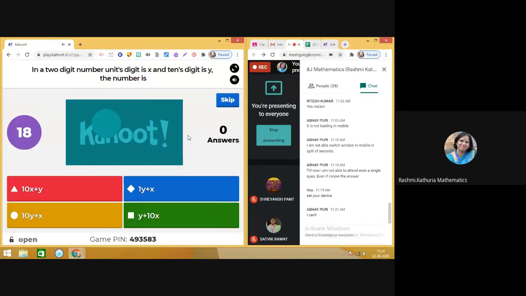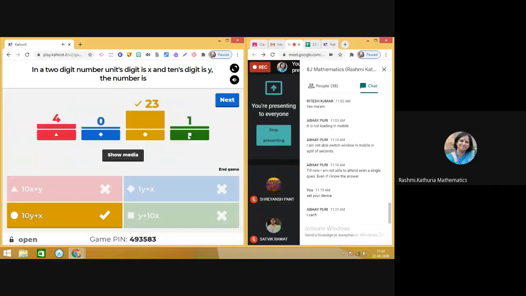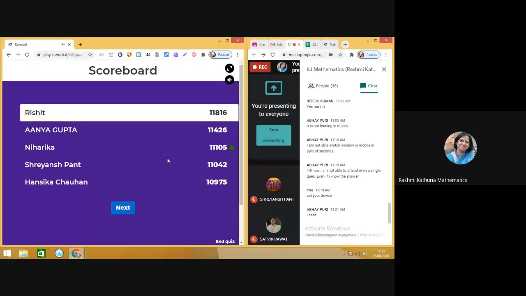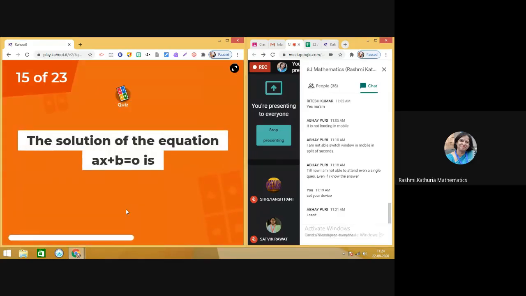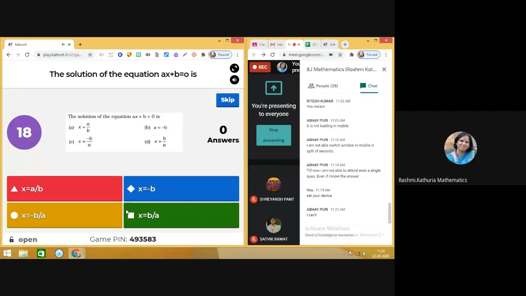Very interesting. In a two-digit number, units digit is x and tens digit is y. People have done correctly. Yes, it is 10y plus x. Moving on to the next. Okay, so again there is a change in the leaderboard. Rishi, Tanya, Niharika, Shreyansh and Hansika are there now. Very simple.